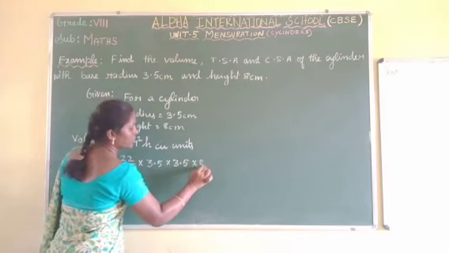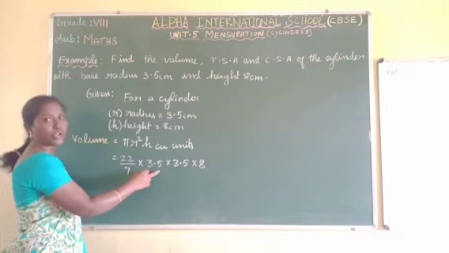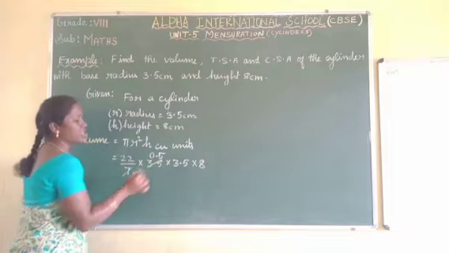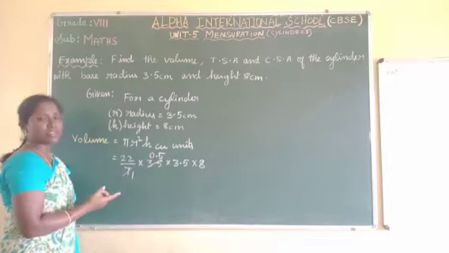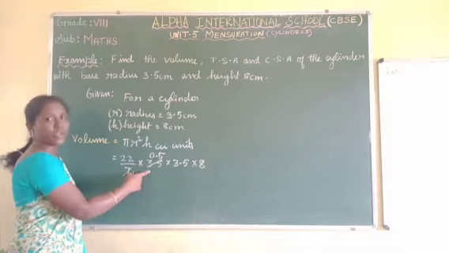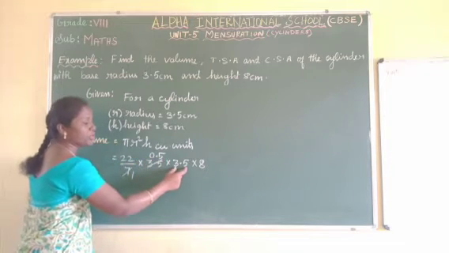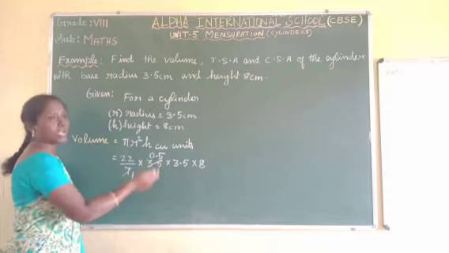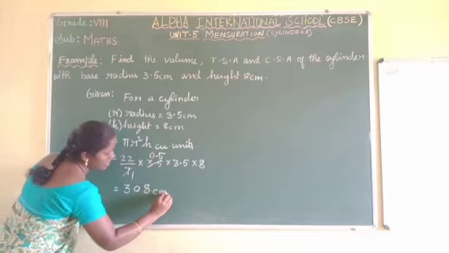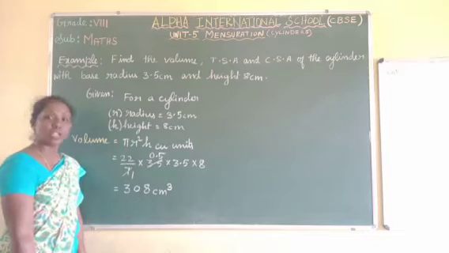Into h. Now, anything to cancel? We can cancel 7 and 3.5. 1 7 is 7, and 0.5 into 7 is 3.5, because 7 5s are 35, we are having the decimal. Now we have to multiply 22 into 0.5 into 3.5 into h. We multiply all those values and we got the answer as 308 centimeter cube. So the volume of this given cylinder is 308 centimeter cube.